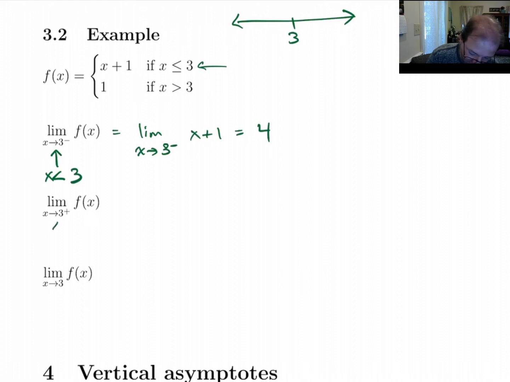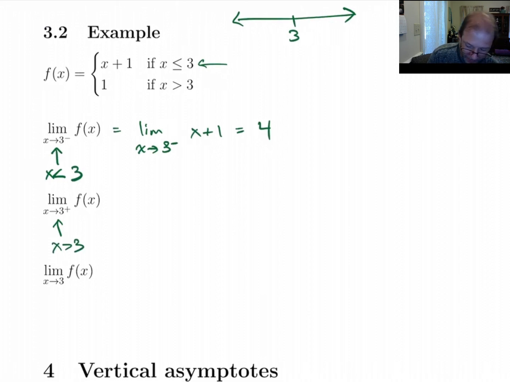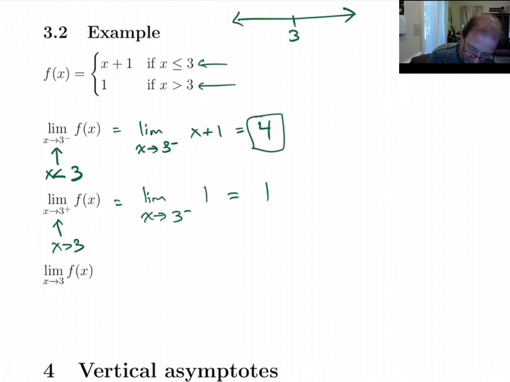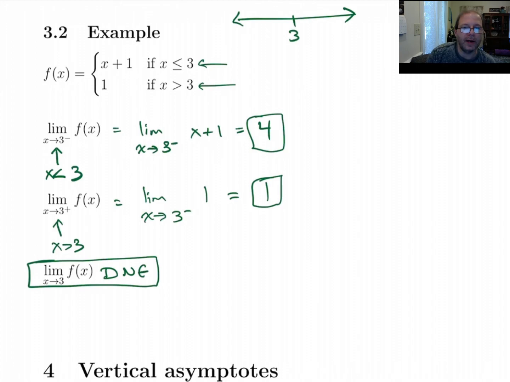If we approach 3 from above, it means we're coming in over here and x is some value greater than 3. That means we're looking at the bottom part of the function. The limit as x goes to 3 of 1. Well, that's just 1. So we've got two different values for the left and right side limits. So the overall limit does not exist. All right, that's it.